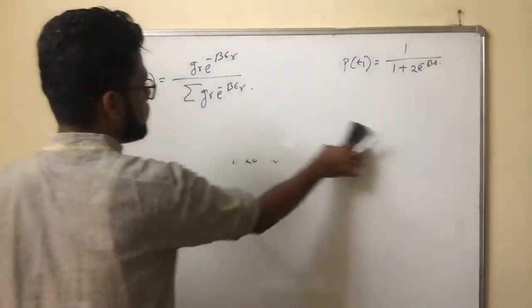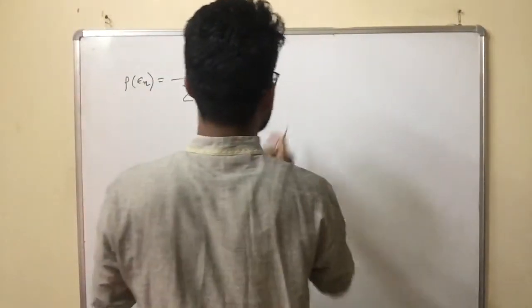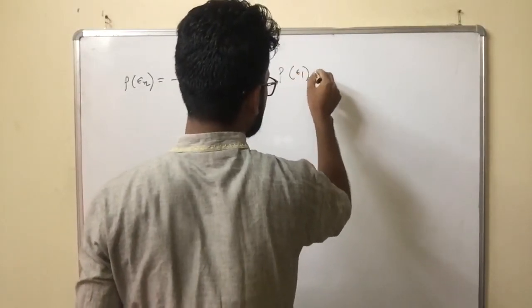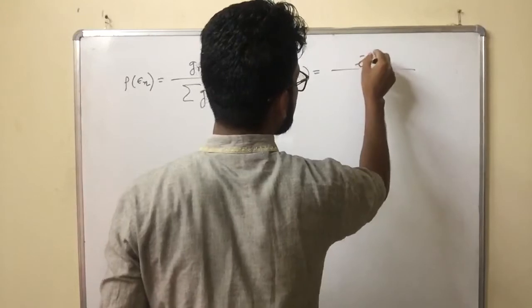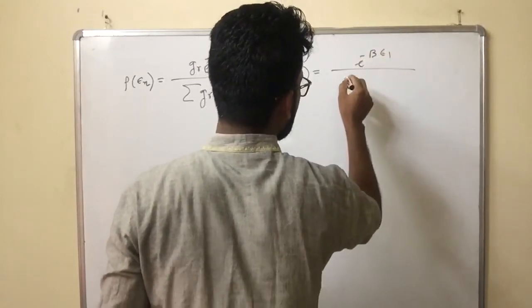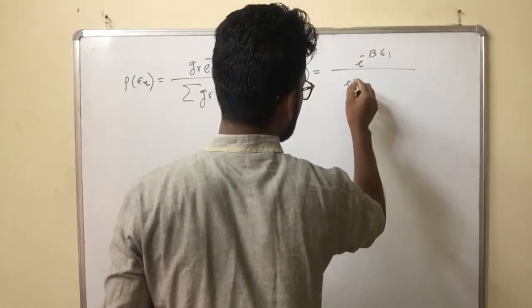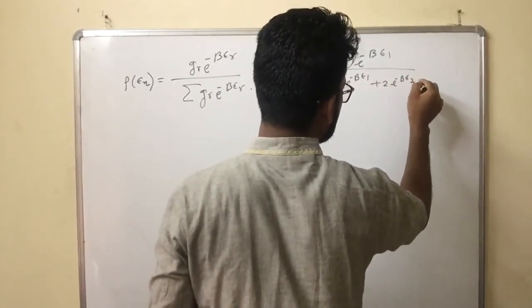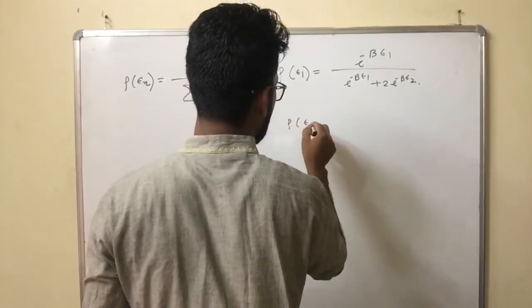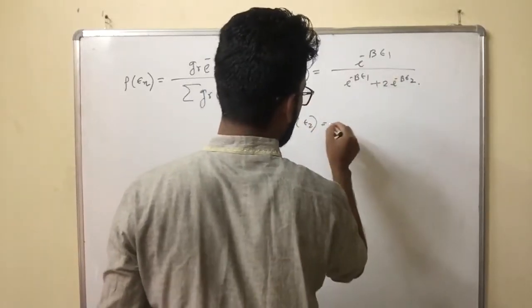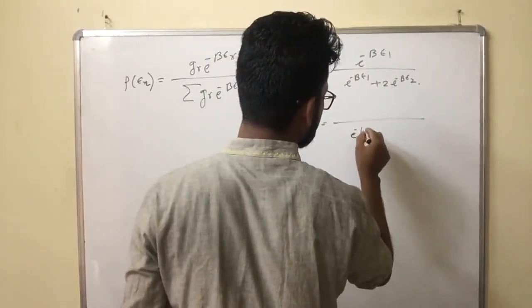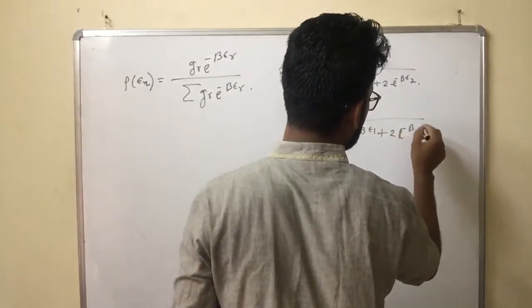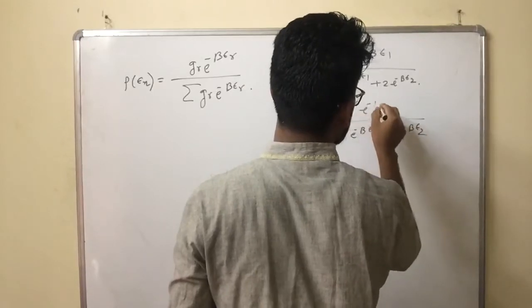Or you can write it like this. Simply, I have modified the answer, but if you are confused, the first answer will be e to the power minus beta E1 over e to the power minus beta E1 plus 2 times e to the power minus beta E2. This is the answer. And for P(E2), there is no change: 2 e to the power minus beta E2 over e to the power minus beta E1 plus 2 e to the power minus beta E2.